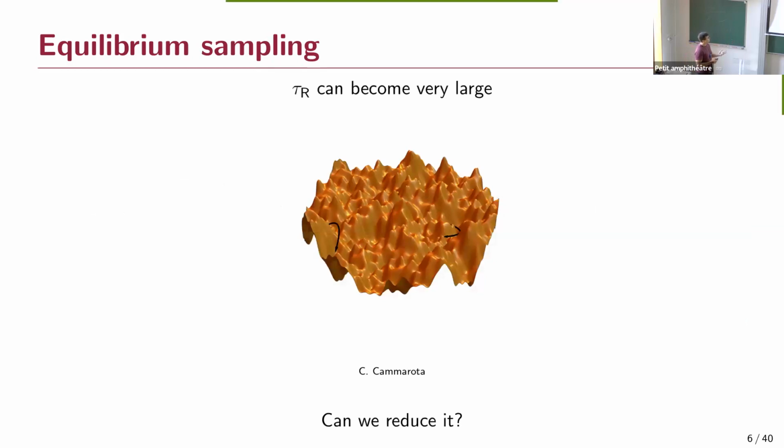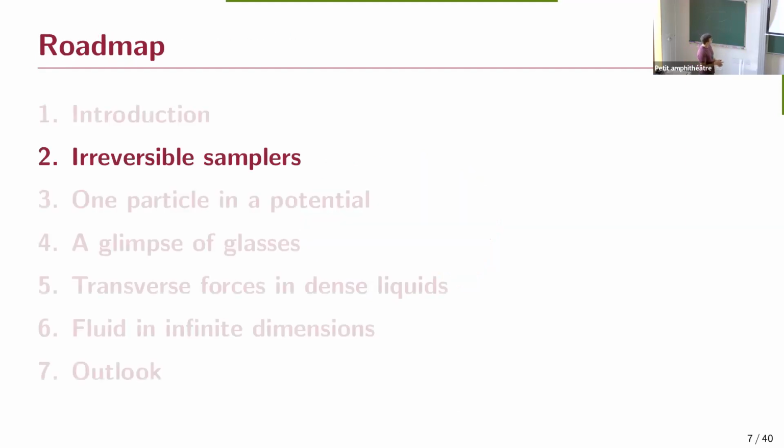But of course, the problem is the long enough, because in this kind of system dominated by a rugged energy landscape with many minima and saddle points where the system can get stuck for a lot of time, the relaxation time can become very large. Then the question is, can we reduce the relaxation time, possibly tuning and modifying the dynamical rule of evolution? And for that, I will now connect to the field of irreversible sampling.